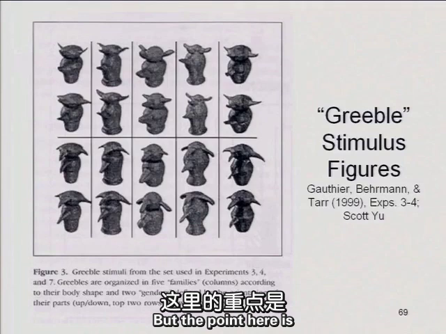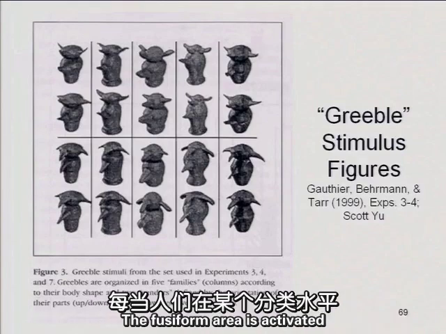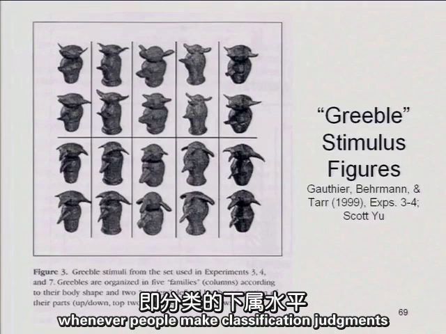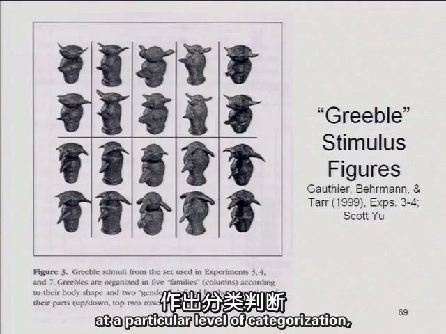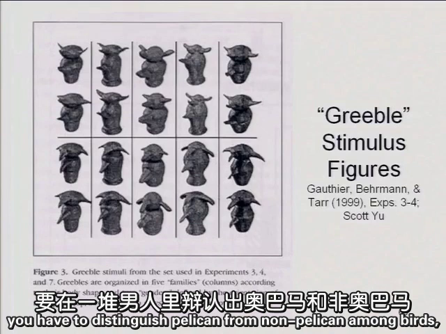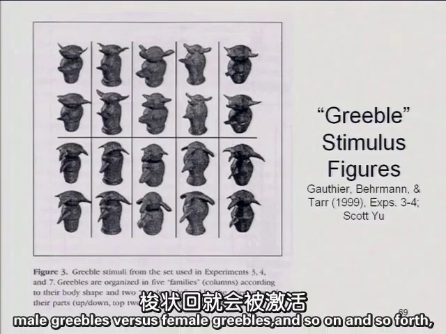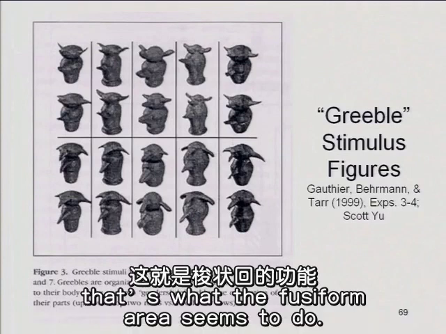But the point here is that there is nothing face-specific about the fusiform area. The fusiform area is activated whenever people make classification judgments at a particular level of categorization, what's known as the subordinate level of categorization, where you have to distinguish pelican from non-pelican among birds, Barack Obama from non-Barack Obama among males, male greebles versus female greebles, and so on and so forth. That's what the fusiform area seems to do.